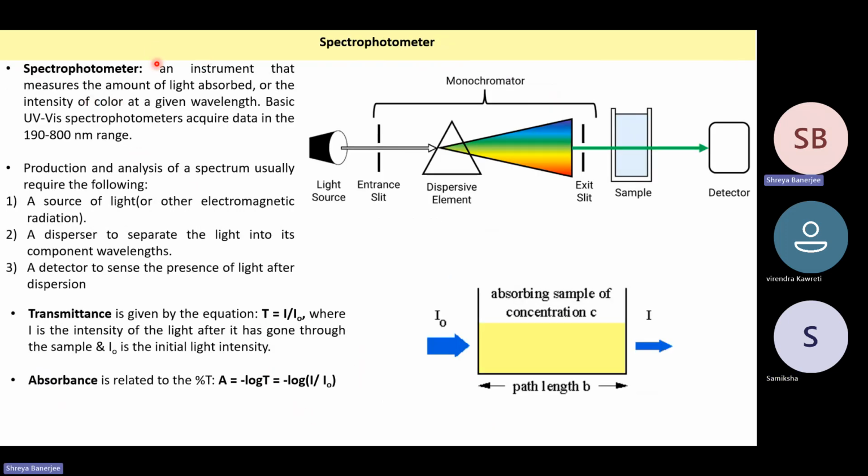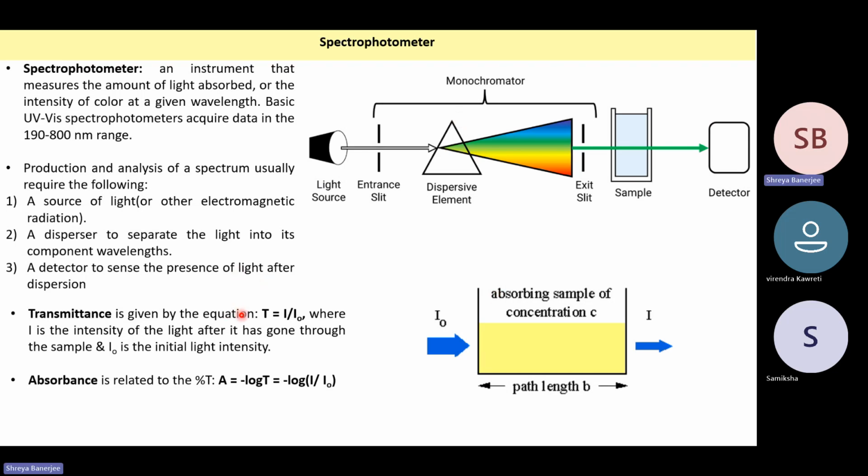Now, the spectrophotometer is an instrument that measures the amount of light absorbed or the intensity of color at a given wavelength. Basically, any spectrophotometer consists of a source of light or other electromagnetic radiation, a dispersive element like a prism that will split up the light into different wavelengths. Then there will be a slit which will allow light of a particular wavelength or range of wavelengths to pass through. And once this light passes through the sample, a detector will detect it. So this is the basic setup of any spectrophotometer.